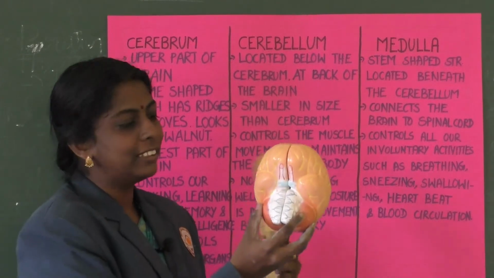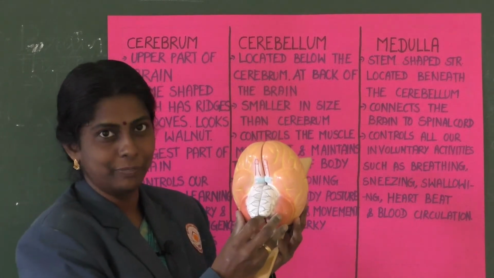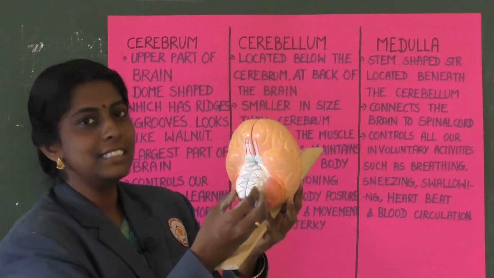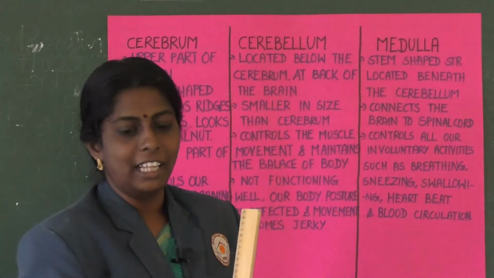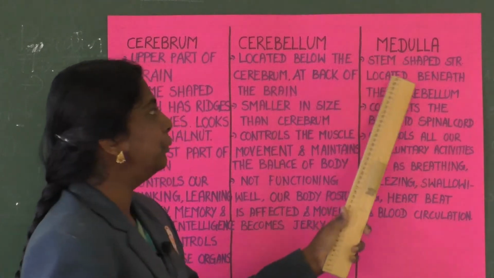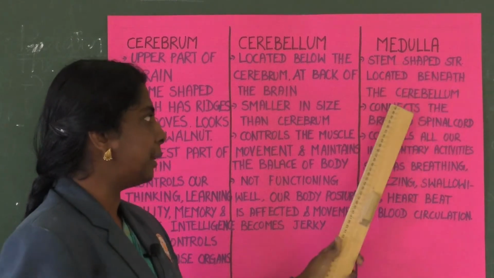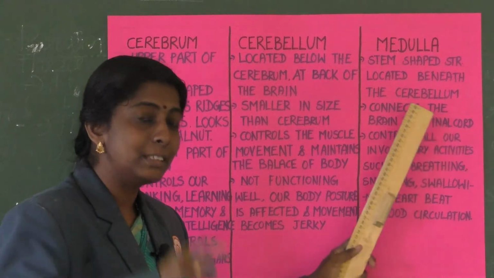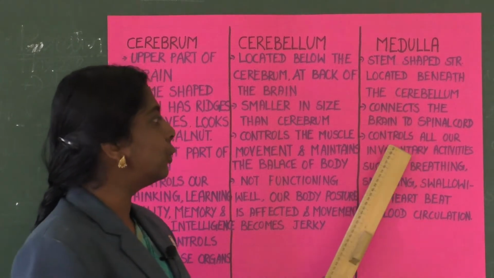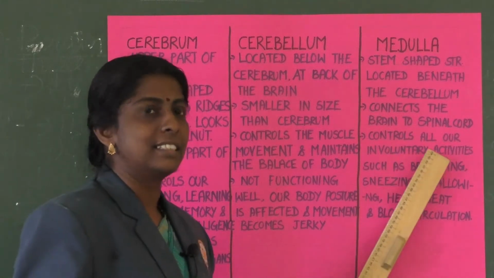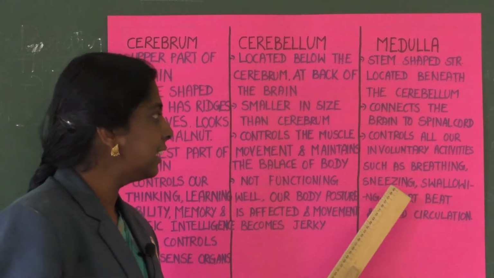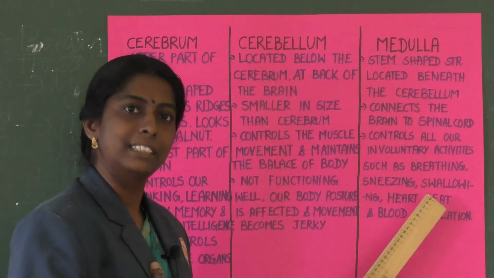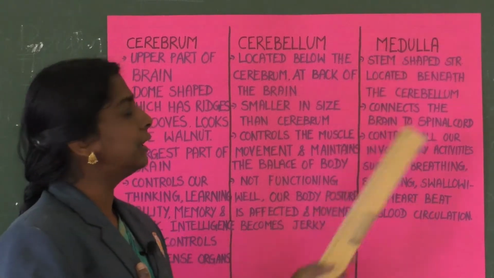Yes children, now the third part of the brain, that is the medulla. Can you see the stem-shaped structure present here, said to be the medulla? It is located beneath the cerebellum. It connects the brain to the spinal cord. It controls all our involuntary activities such as breathing, sneezing, swallowing, heartbeat and blood circulation. Clear? So this is the third part, the medulla.